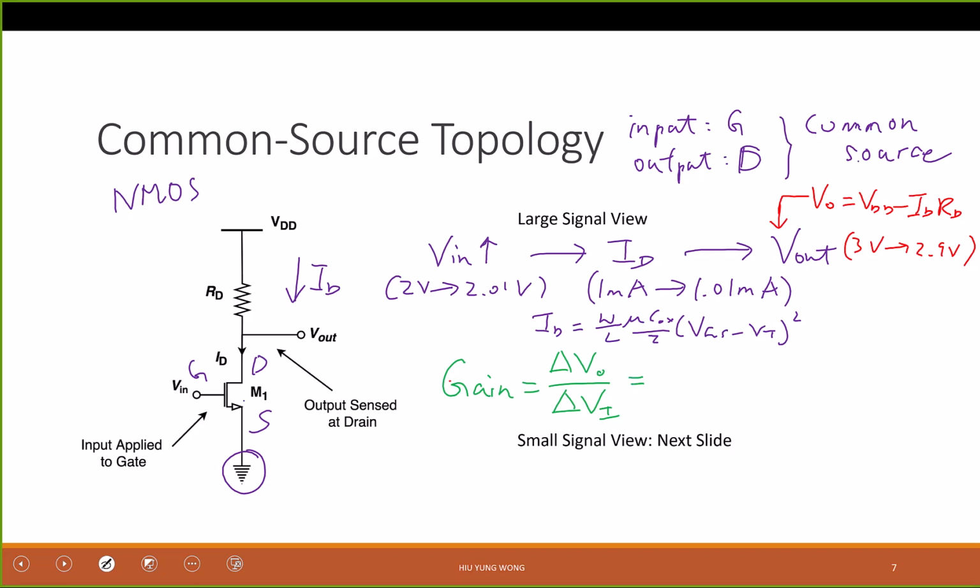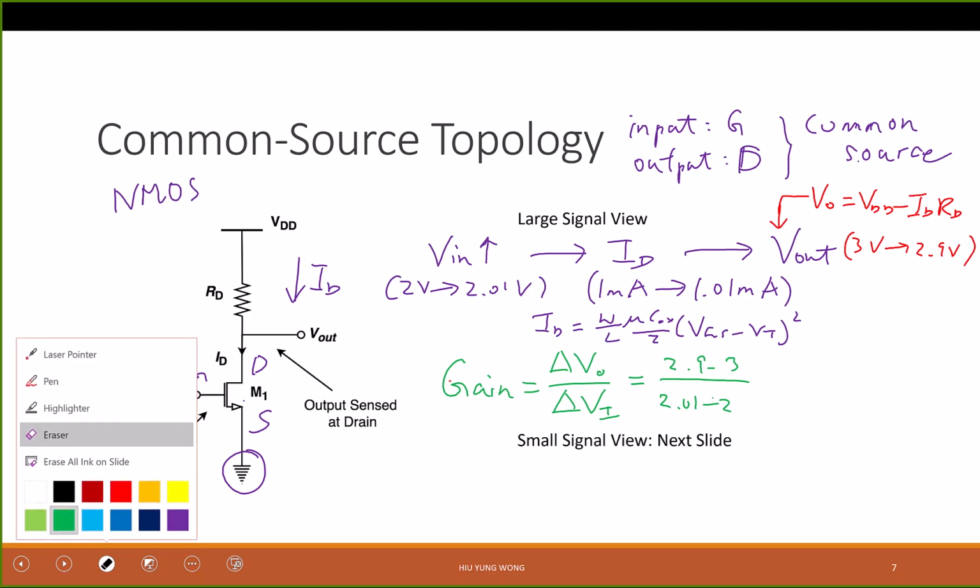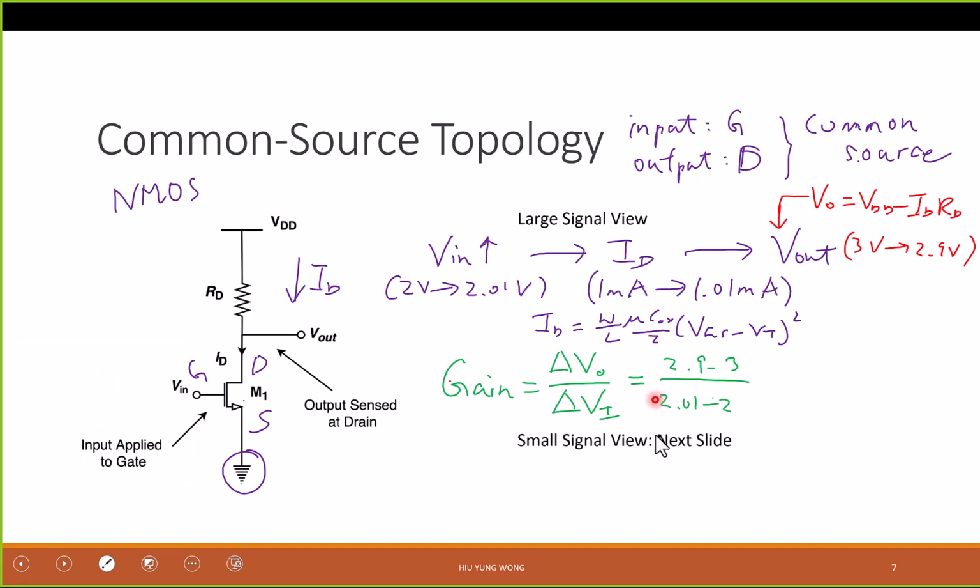So what is the change of V out? Just follow the definition strictly. 2.9 minus 3, not 3 minus 2.9, because it changed from 3 to 2.9, so the change is 2.9 minus 3. When my input changed from 2 to 2.01, the output changed from 3 to 2.93, right? So what is this? Negative 0.1 divided by 0.01, the gain is negative 10.